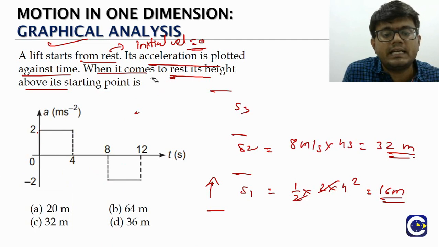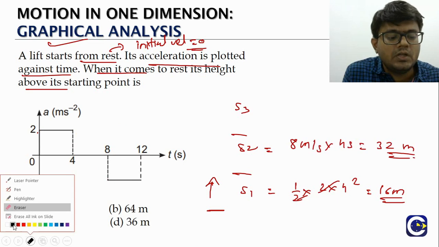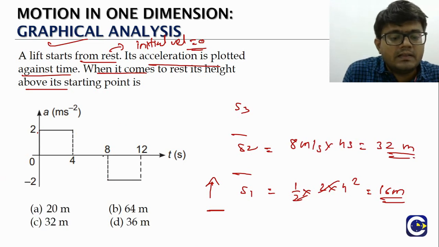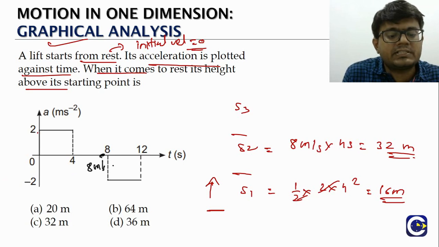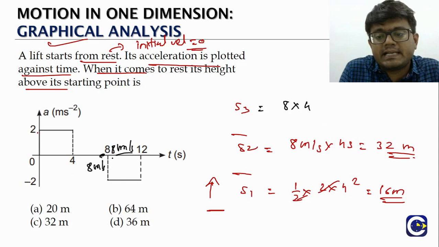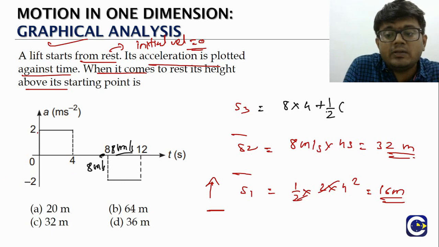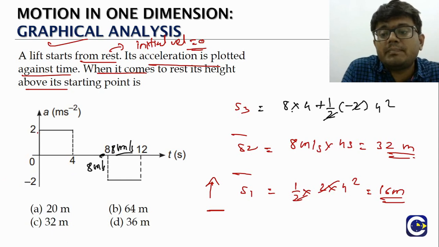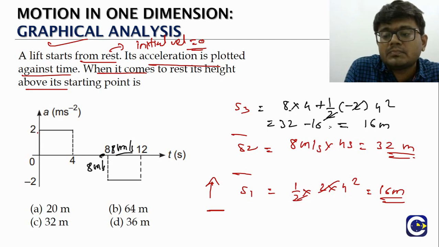So now in that case, again we will use the equation of motion only. The velocity in the second part is constant, 8 meter per second. That will be the starting velocity for the third part also. So 8 into time is 4, because the third part is continuing from 8 seconds to 12 seconds, right? 8 into 4, ut, plus half into acceleration, which is minus 2, into t square. So you see here what is happening? 8 4s are 32 minus 16, that is 16 meters. So S1 is 16, S2 is 32, S3 is another 16.